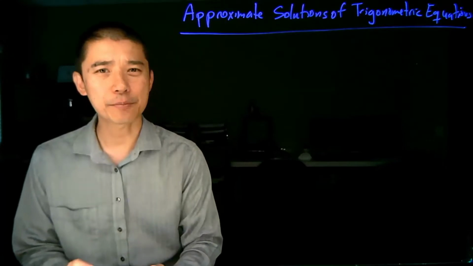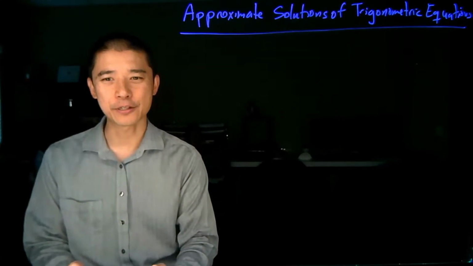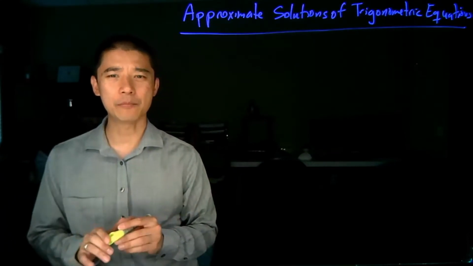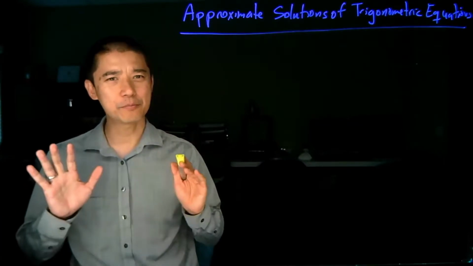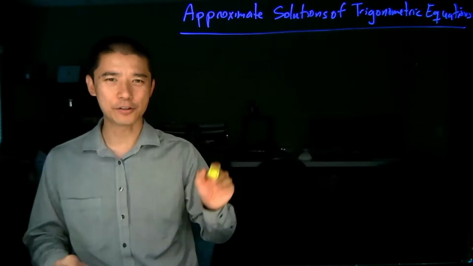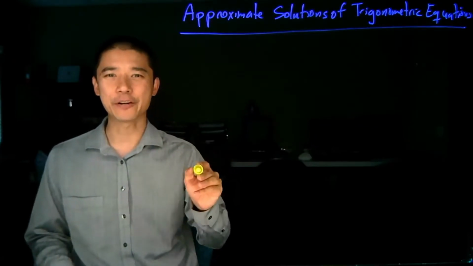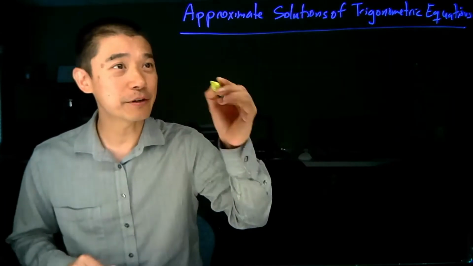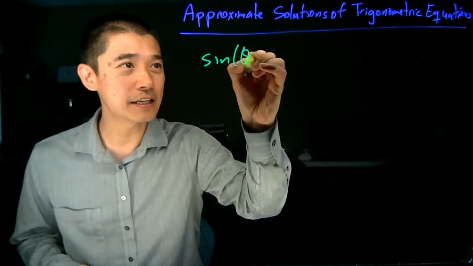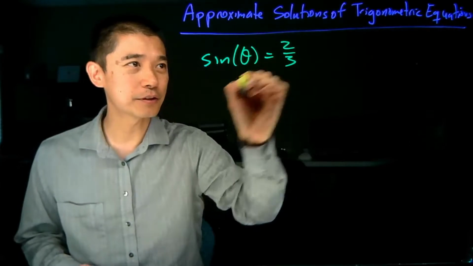We're now going to look at the approximate solutions to trigonometric equations. Now these are significantly more complicated because there are a lot more moving parts, especially when we're doing it in radians. And so the ideas you want to keep in mind are the unit circle diagram and reference angles. Those will guide you through the rest of the calculation. So we'll start off with sine of theta equals 2/3.